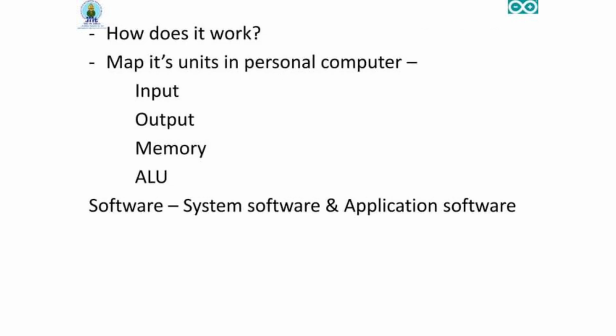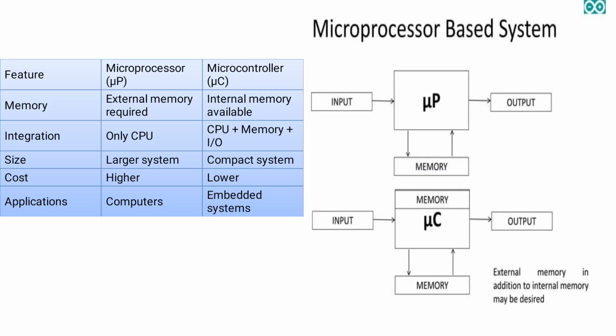So how does it work and how does it map these abstract blocks? The input maps to keyboards or sensors, the output maps to monitors or actuators, memory maps to RAM or hard drives, and the ALU resides inside the central CPU core. Finally, we must remember that a functional system is always a combination of hardware and software, where the software is tied into system software like operating systems, and the application software is designed for specific user operations.